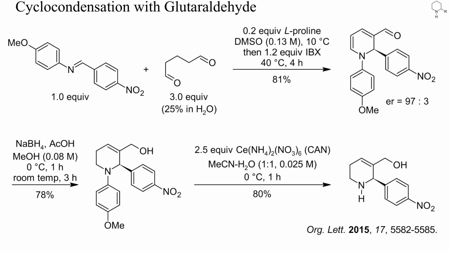Glutaraldehyde can be cyclocondensed with imines to yield tetrahydropyridines. When conducted in the presence of proline, high enantioselectivities can sometimes be attained, as in this example. The initial condensation product was oxidized in situ with a slight excess of 2-iodoxybenzoic acid to a dihydropyridine. Reduction with borohydride and oxidative deprotection then gave the final tetrahydropyridine.